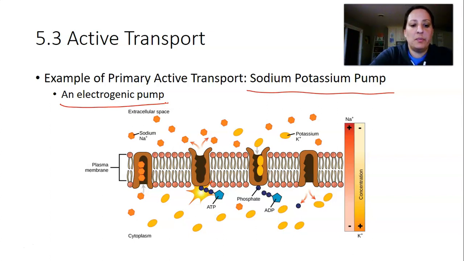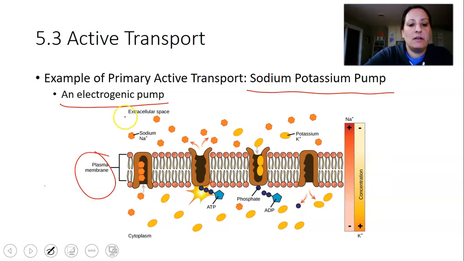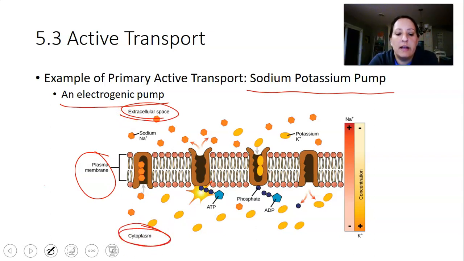Okay, so let's set this up. Here is the plasma membrane. Here is outside of the cell, the extracellular space, and here's the cytoplasm. Okay, so let's look at the concentration first of these ions. So look inside the cell at the cytoplasm. There is a low concentration of sodium. So if you look here, you can see that there's a low concentration of sodium inside the cell. Let's look outside the cell. There's a high concentration of sodium outside the cell. Okay, so let's first follow the movement of sodium.